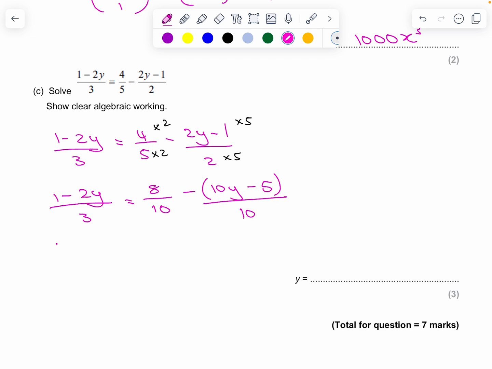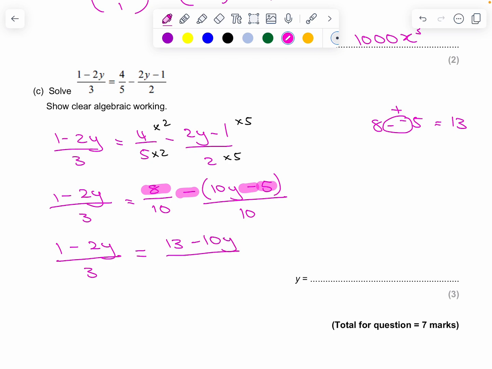I can now combine it on the right hand side, but let's be careful with our signs. I've got 8, so I'm just going to highlight it, 8 take away minus 5. So be careful, 8 take away minus 5 is the same as adding 5, so you get 13. So we've got 13, and then we've got the take away 10y, and it's all over 10.